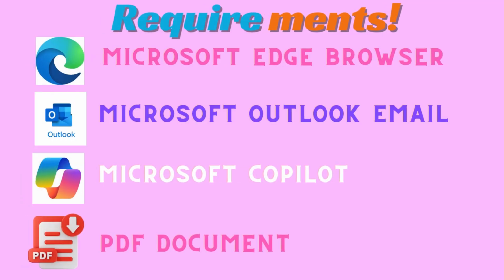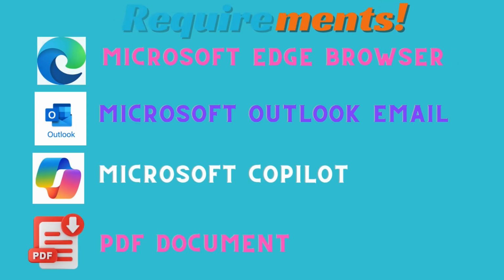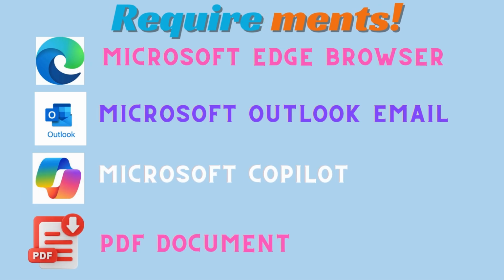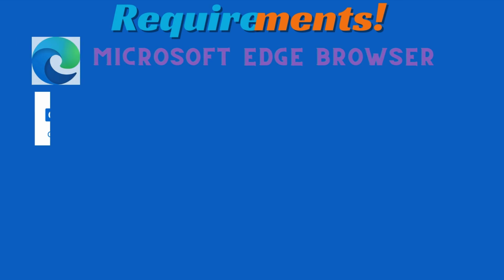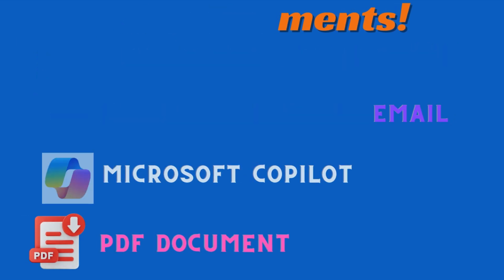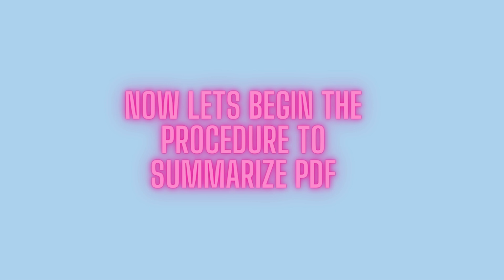Finally, you will need to sign up for a service called Microsoft Copilot. Don't worry, these are all free and easy to set up. Last but not least, grab a PDF document you would like to summarize and save it to your computer. Alright, with everything ready, let's jump into the process of summarizing your PDF and finding those key insights.